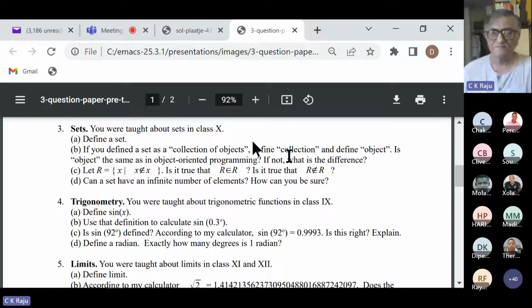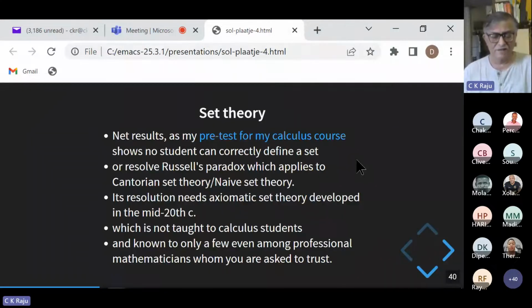And if they define it, they try using some naive set theory or Cantorian set theory. They can't explain how to resolve Russell's paradox. So they have no consequence. They have no understanding of what they are doing in terms of real numbers because they don't know set theory. All right. And axiomatic set theory developed only in the mid-20th century. So this is not taught to calculus students.